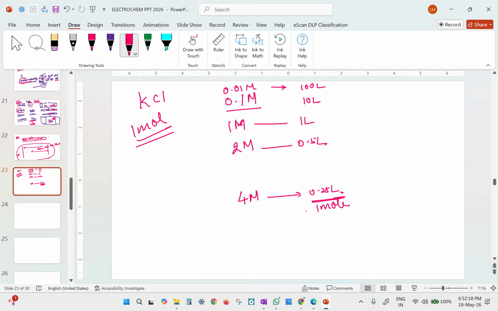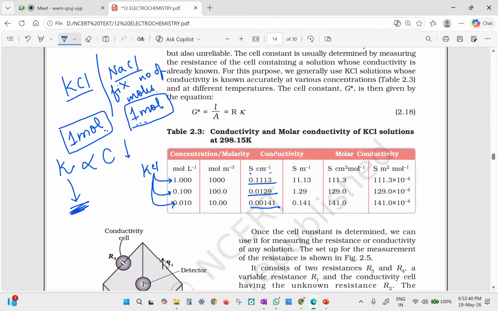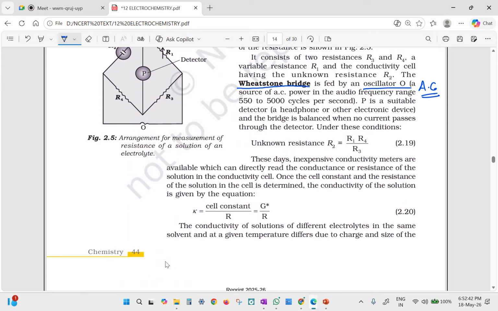Yes, ma'am. Okay. So what do you understand? When is it best performing? When the concentration is low or when the concentration is high? Concentration is low. So lambda m becomes inversely proportional to concentration. Got it? Yes, ma'am. What is lambda m's definition?